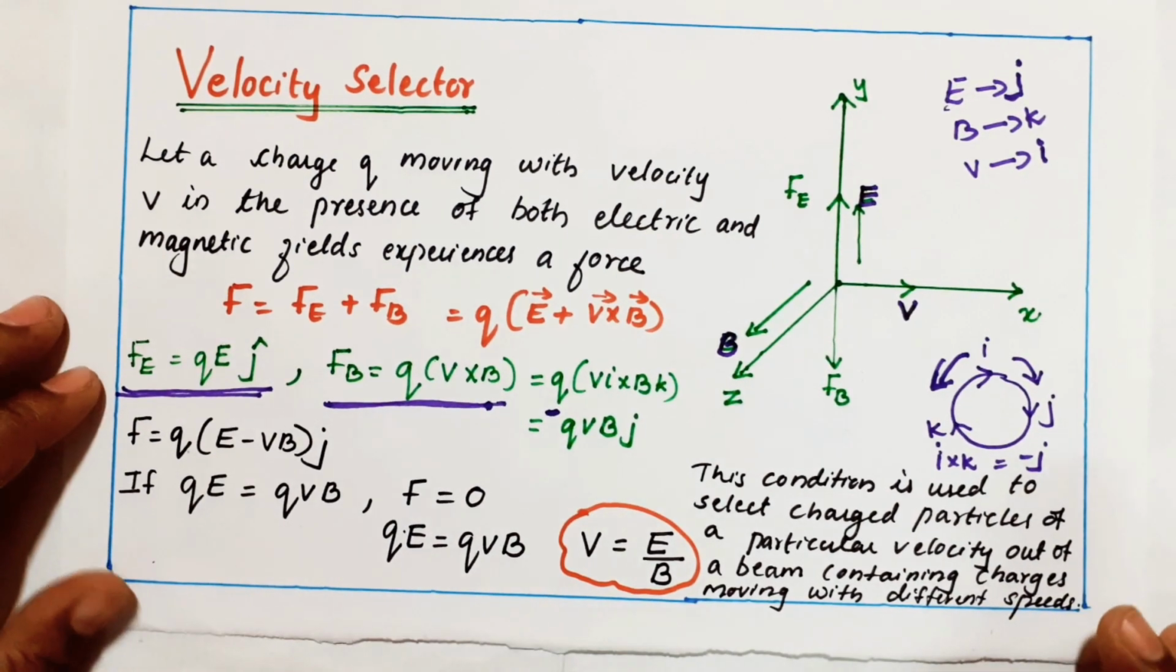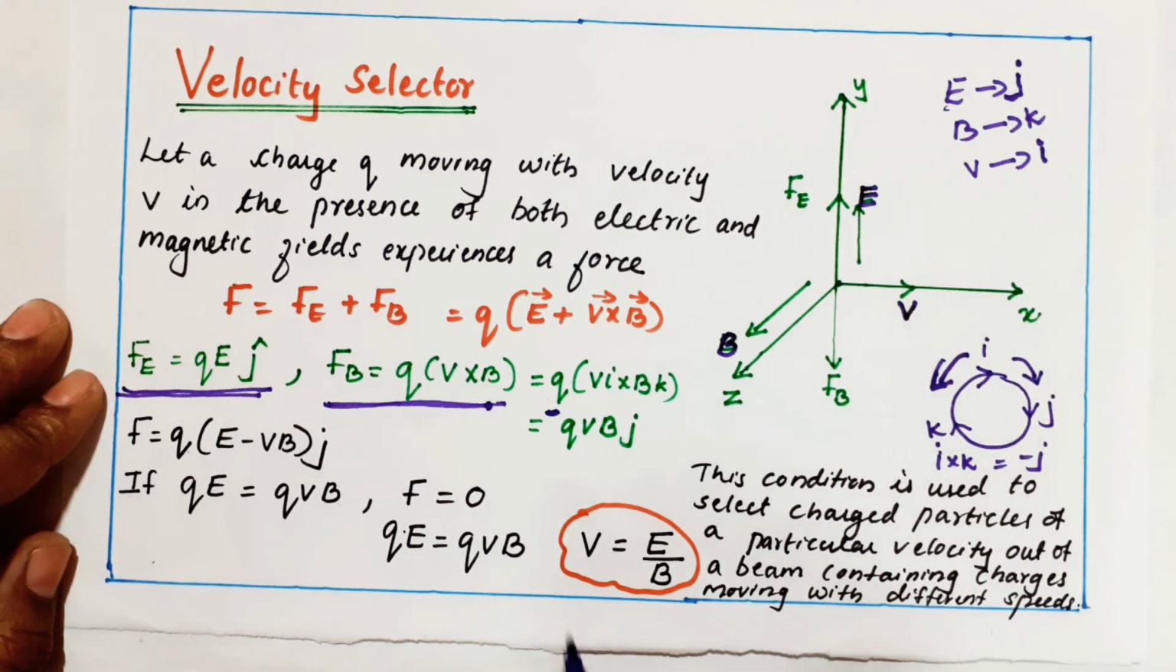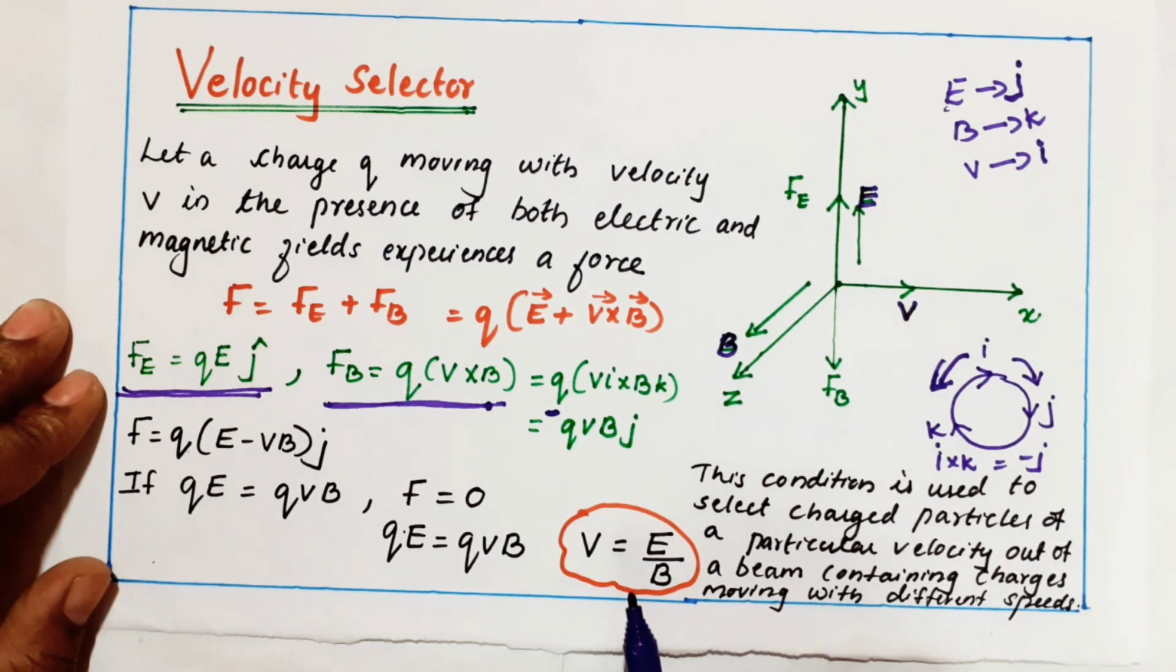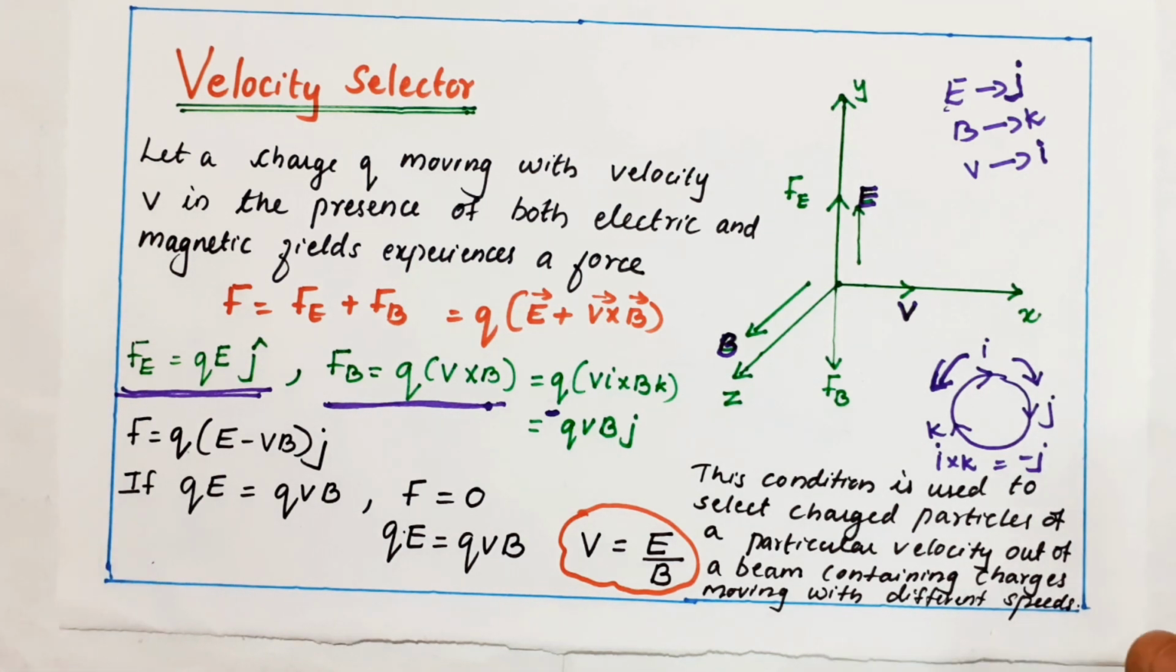This equation is a very, very important equation in physics. V equals E by B, where V is called the velocity of the particle. So this condition is used to select the charged particle of a particular velocity out of a beam containing charges moving with different speeds. If you need some particular velocity, you just arrange E and B so that we can select that charged particle from that. So I'll repeat, we are talking about the velocity selector, which means we can select a particular velocity or particular charged particle with a velocity by suitable electric and magnetic field.